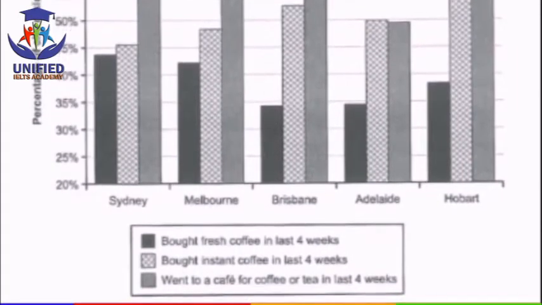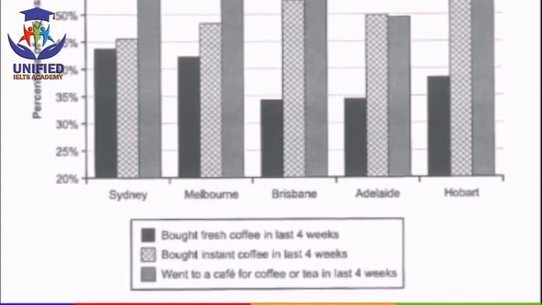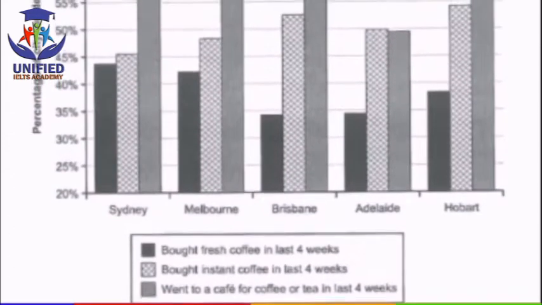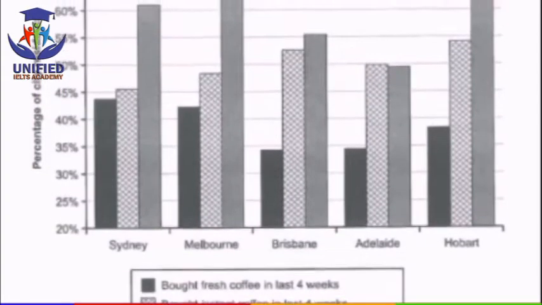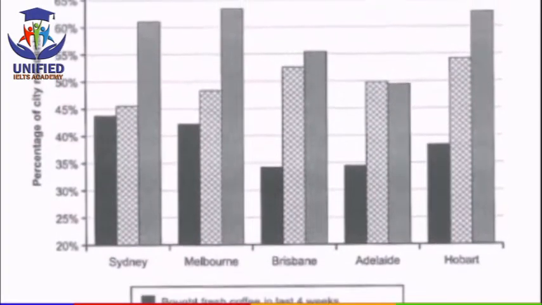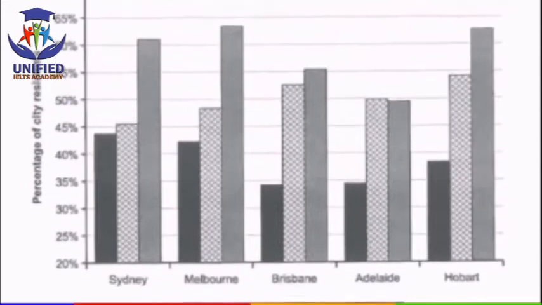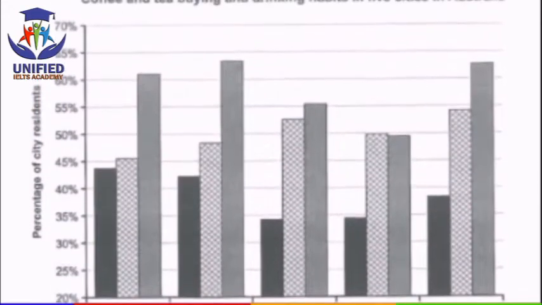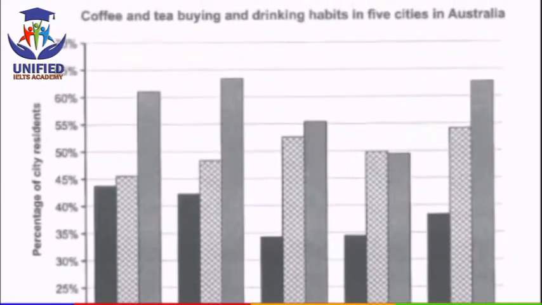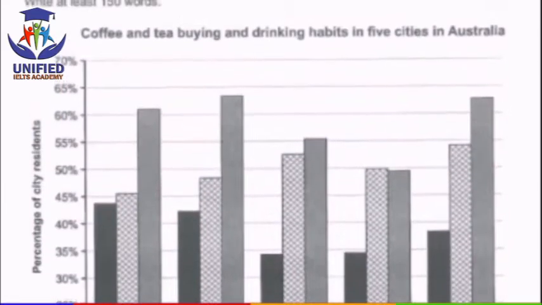And the lowest we find in Brisbane. People who actually bought fresh coffee in the last 4 weeks. So the least percentage is actually found in Brisbane. So when you bear all this in mind, you use the highest and the lowest to write your summary, to write your overview. Then we move to body 1.